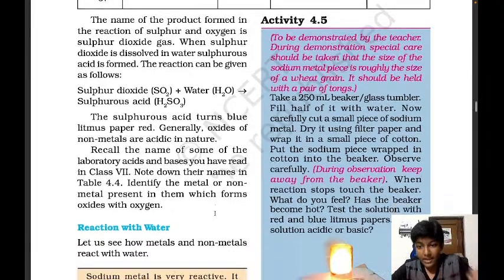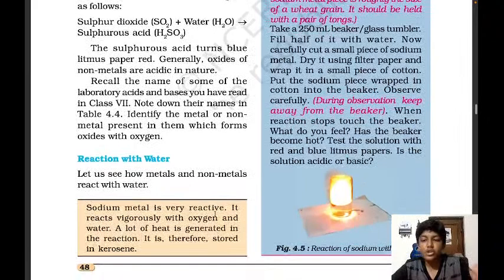What do you feel? Has the beaker become hot? Test the solution with red and blue litmus paper. Is the solution acidic or basic?